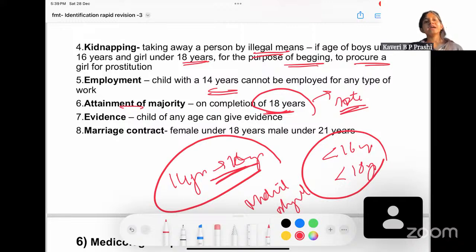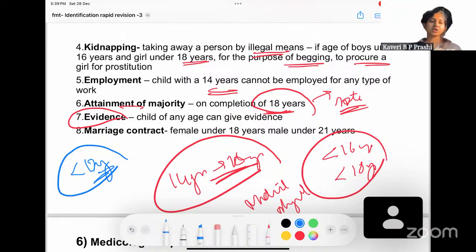Evidence. A child of any age can give evidence. That is, even a small child who is 5 to 7 years can go and give evidence. And remember, whenever they go to give evidence, if the child is less than 12 years, they do not have to take an oath, because our law presumes that a child less than 12 years would not lie about anything.